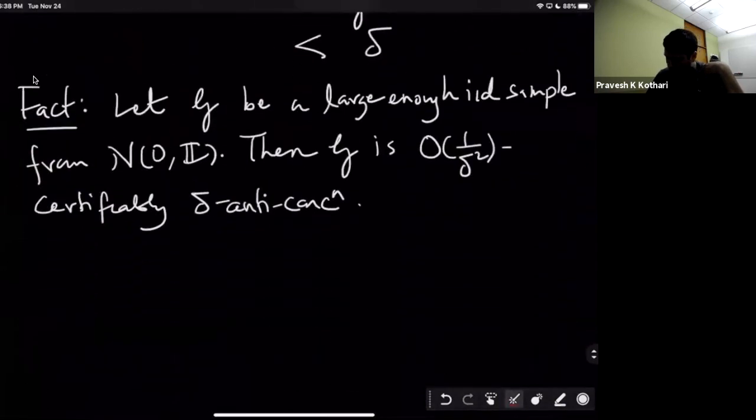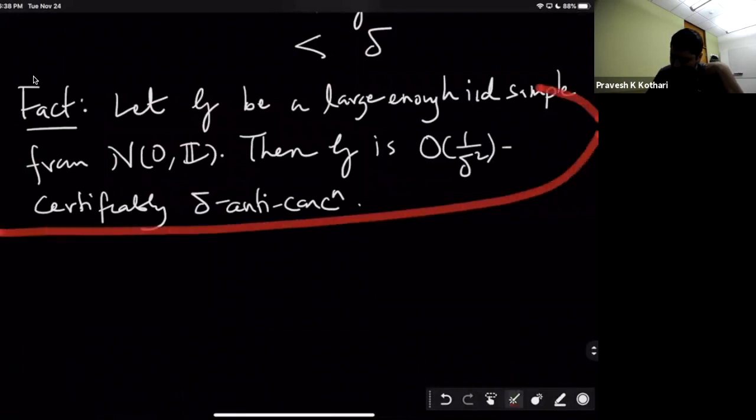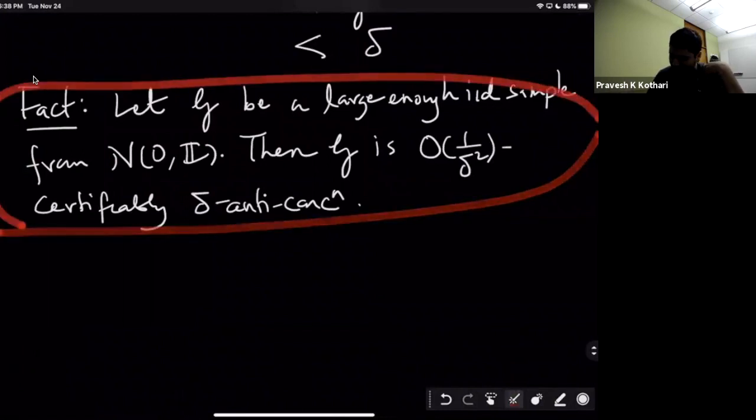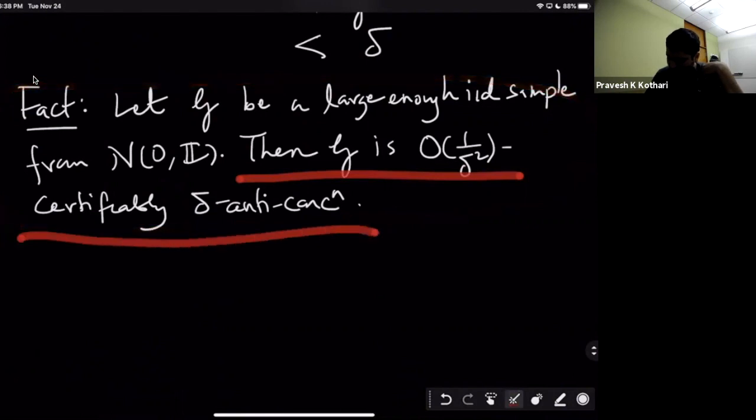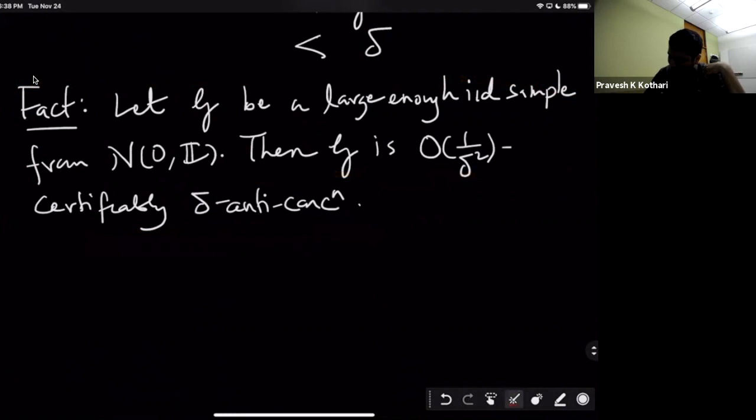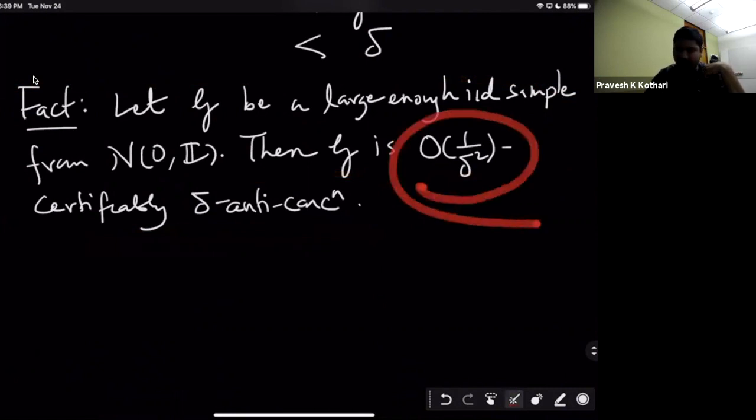And I'm not going to prove it to you. I'm only going to claim that if I take a large enough sample from a standard Gaussian, then in fact G has a sum of squares certifiable anti-concentration, where the degree of the certificate is O of 1 over delta square.